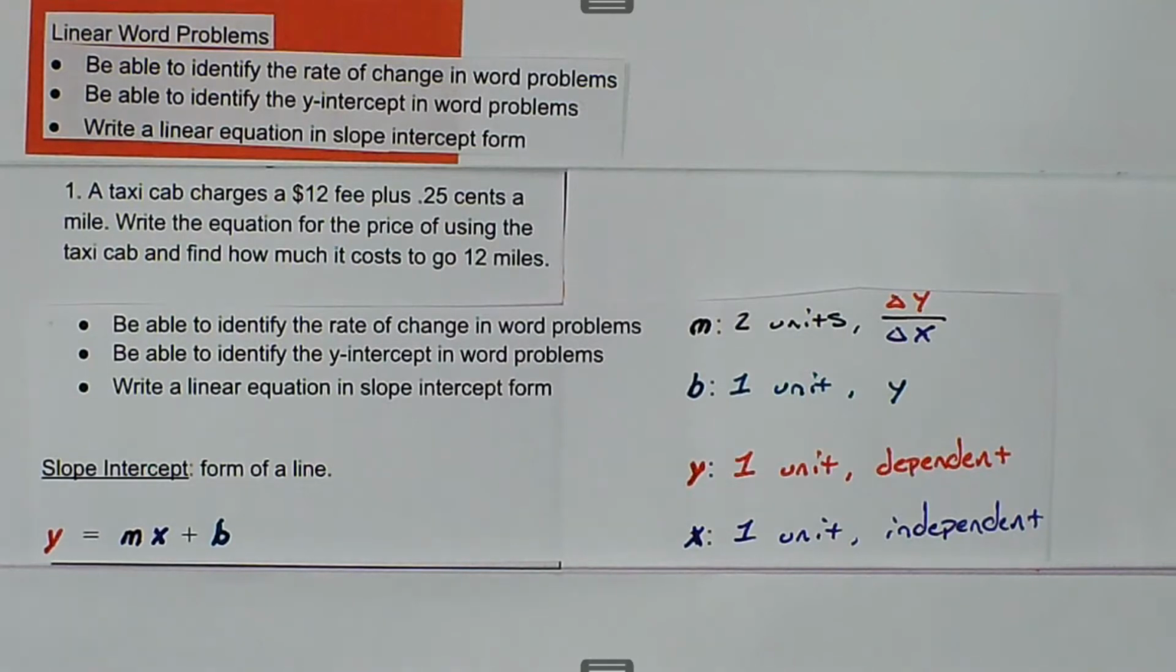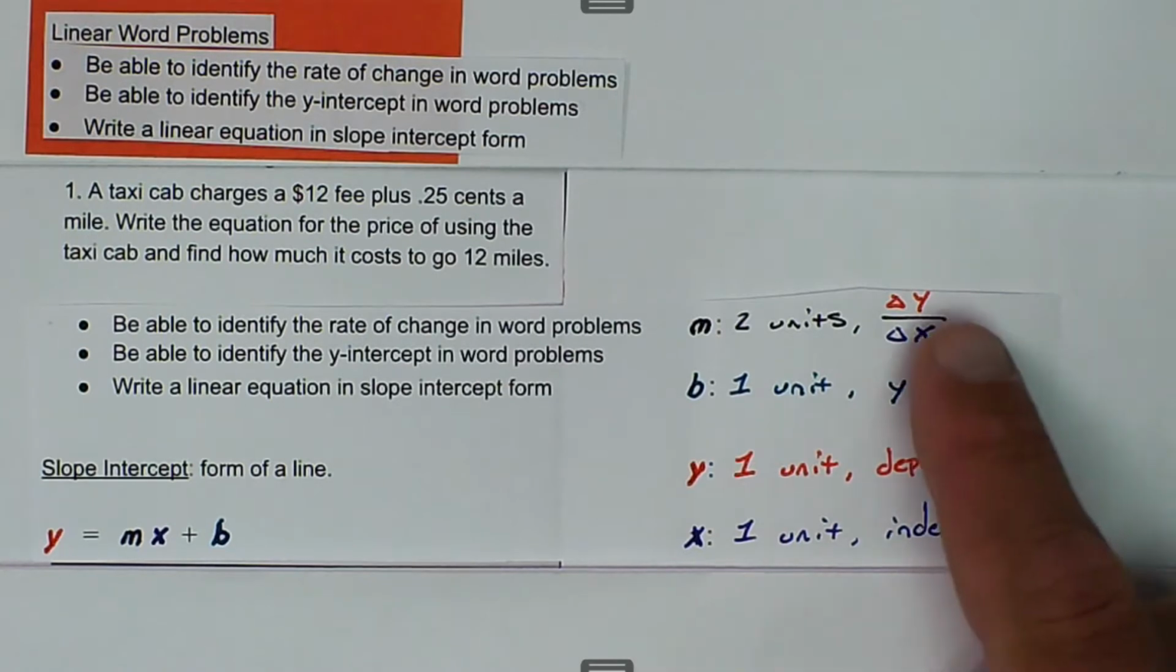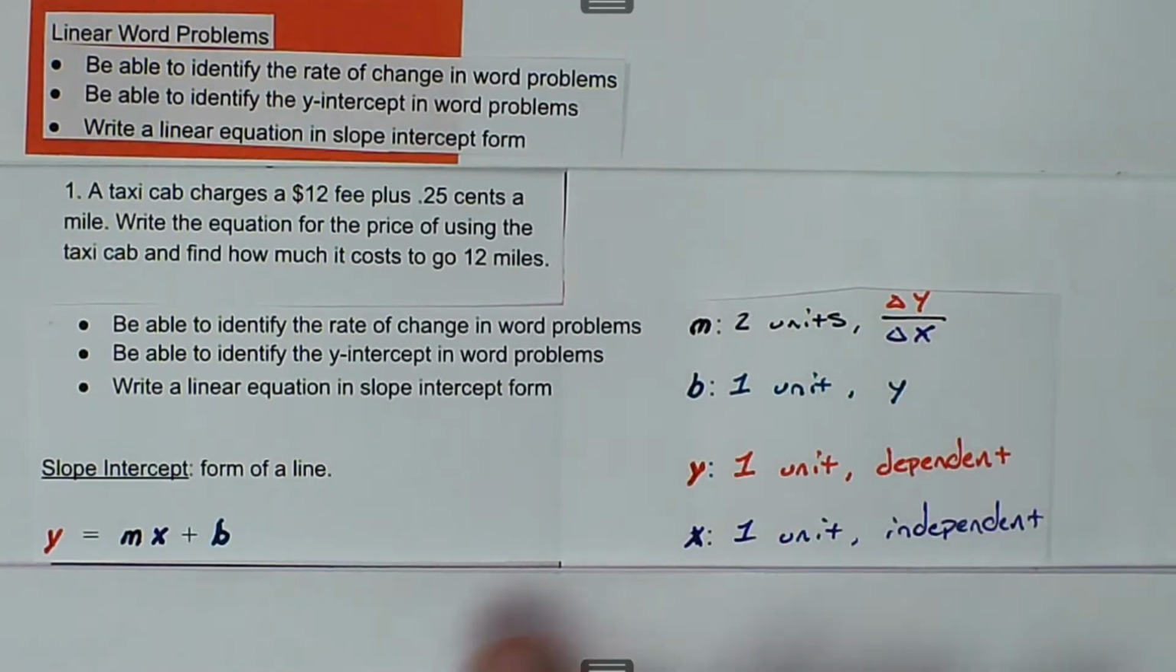We are talking about linear word problems, and we want to be able to identify the rate of change in the word problem. So if we can identify the rate of change, we'll be able to identify 2 units, and that will tell us what our y variable is and what our x variable is. And that'll help us write our equation in y equals mx plus b form.